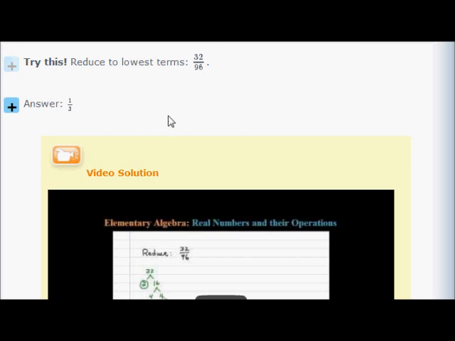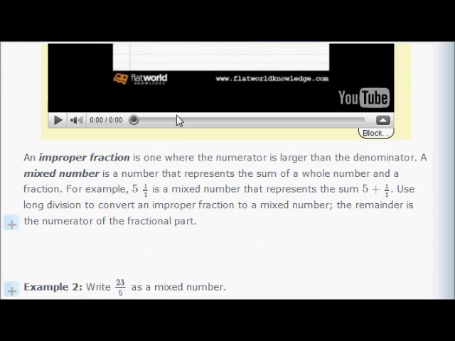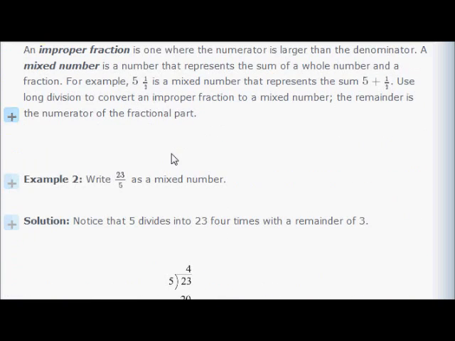What's an improper fraction? It's when the numerator is bigger than the denominator. And a mixed number is a number that represents the sum of a whole number and a fraction. So 5.5 is a mixed number that represents 5 plus a half. We're going to use long division to convert an improper fraction to a mixed number. And the remainder is the numerator of the fractional part.